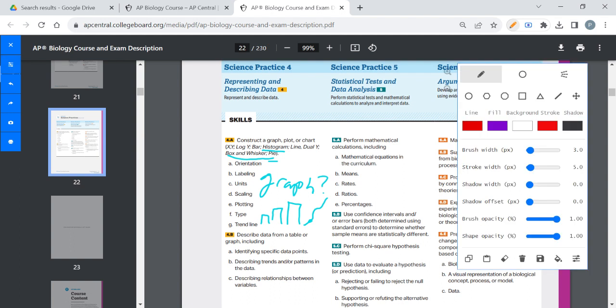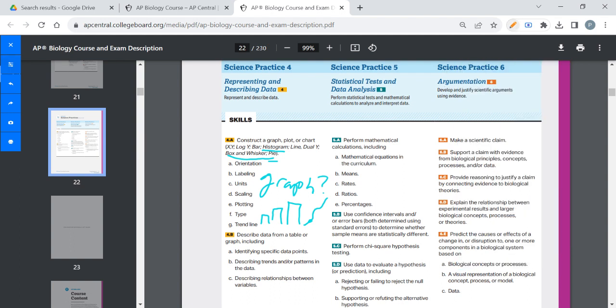The next one that we're going to go take a look at is going to be 5. 5 is statistical tests and data analysis. Hey, can you do math? Do you understand how equations end up working? That's really what the statistical tests are going to be. We'll show you the equation sheet at the end of the CED.